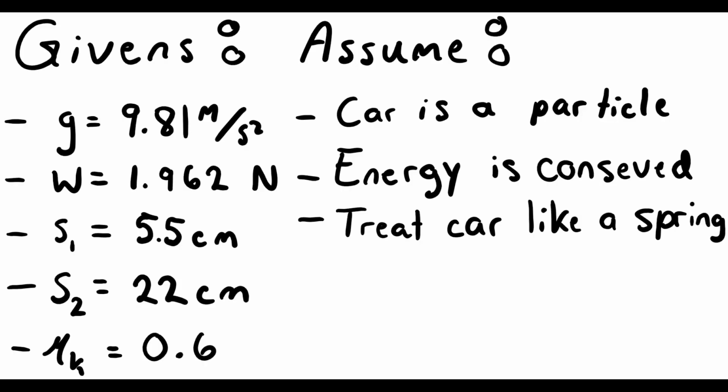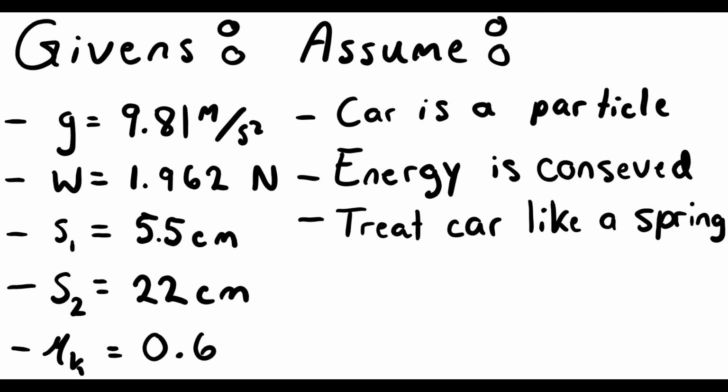Now, for givens and assumptions, I said I was given gravity since there is a force of friction that is making the car stop. So then for the distances, I just measured the pullback distance to be 5.5 centimeters, and the car, after it returned to the equilibrium position, to have moved 22 centimeters. And the way I determined the coefficient of kinetic friction between the car's tires and the polished wood floor.